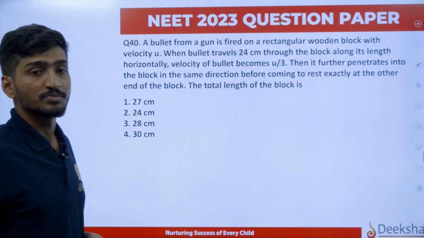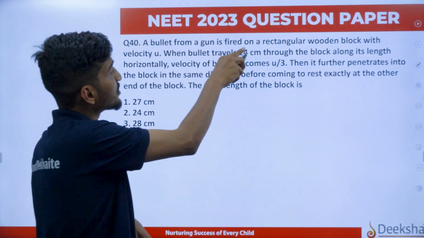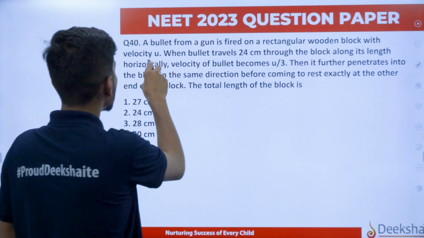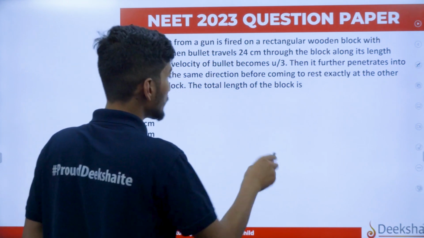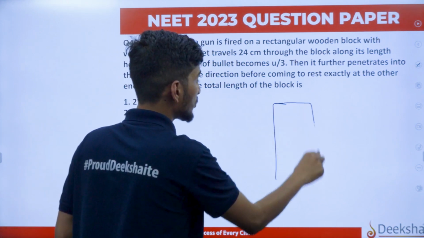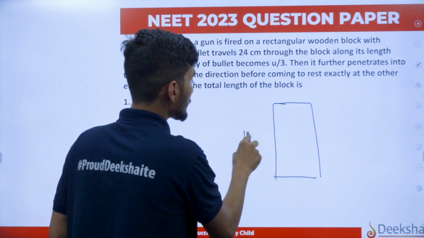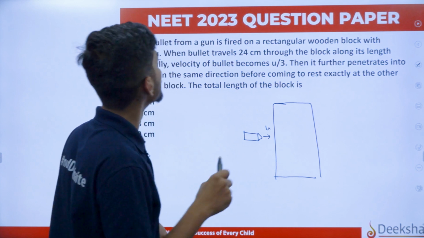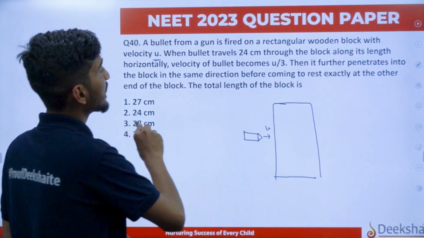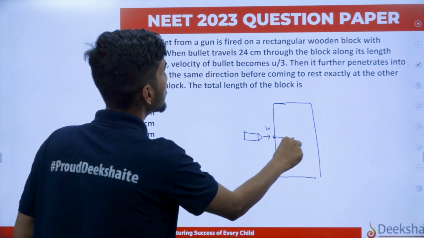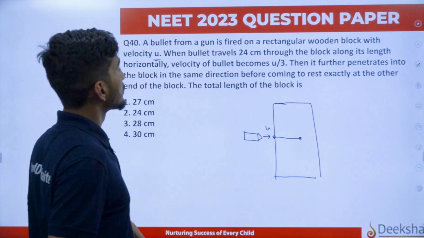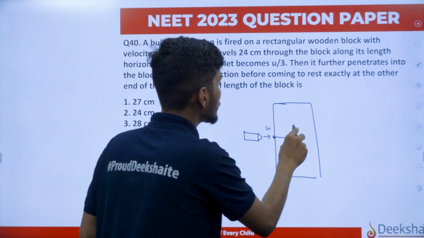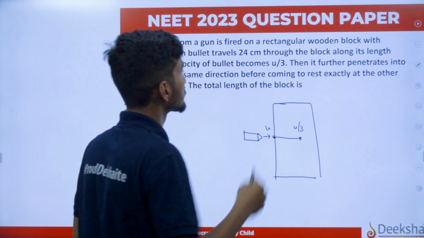Let's look at the question. It says a bullet is fired from a gun on a rectangular wooden block with velocity u. Basically what's happening is, there's a rectangular block here. There's a bullet coming towards the rectangular block with speed u. The bullet first travels 24 centimeters through the block like this, along its length horizontally, and at this point the velocity becomes u by 3.